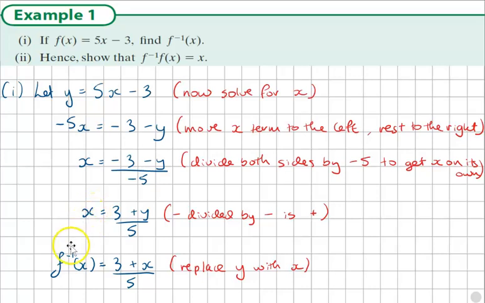So x gets replaced with f inverse of x. And then the y gets replaced with x. So the inverse function of x is equal to (3 + x)/5.